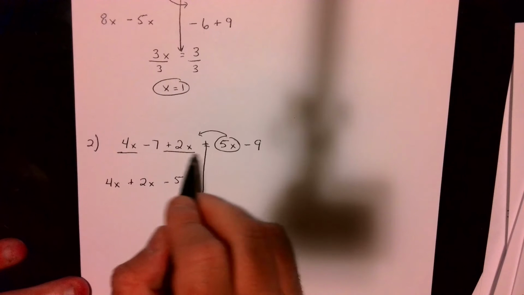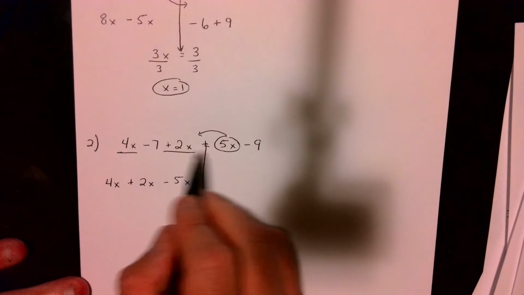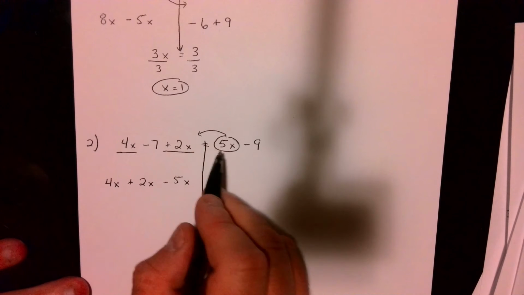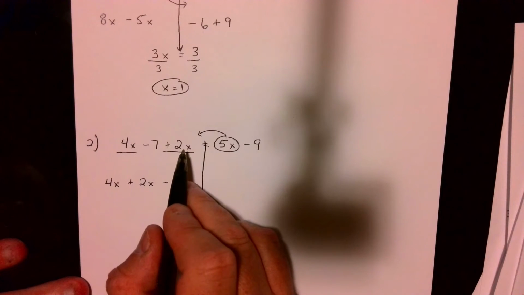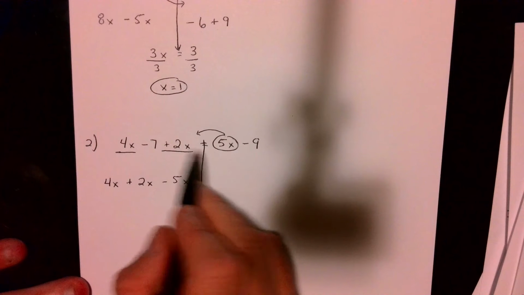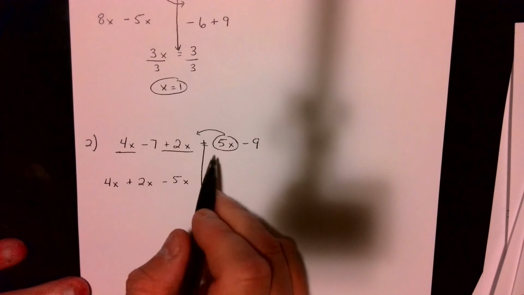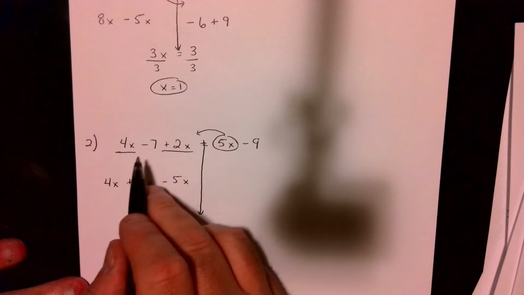Notice how I've underlined and circled all my x's, just like we've done before. If you're not underlining and circling, this is where you're probably going to make mistakes. Okay, so make sure you're underlining and circling, especially if you want my help. I'm not going to help you if you're not underlining and circling the problem. You need to show your work.